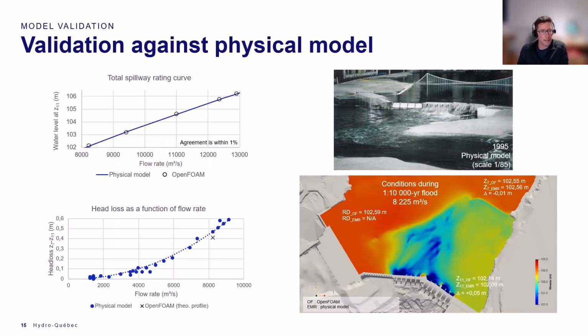Our model was validated against the physical model from 1995. We had measurements of both spillway rating curves and head losses on both sides of the demolished spillways between measurement points Z7 and Z11. So we validated both. The agreement is within 1% for the spillway rating curve, which is excellent. We're usually very satisfied below 5%. And the head loss reduction at a 1 in 10,000 year flood of 8,225 cubic meters per second is within 5 centimeters of the head losses from the scale model.